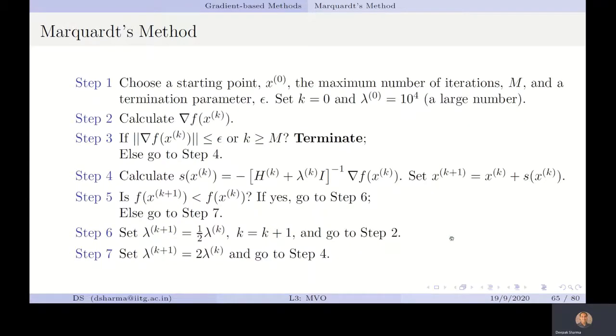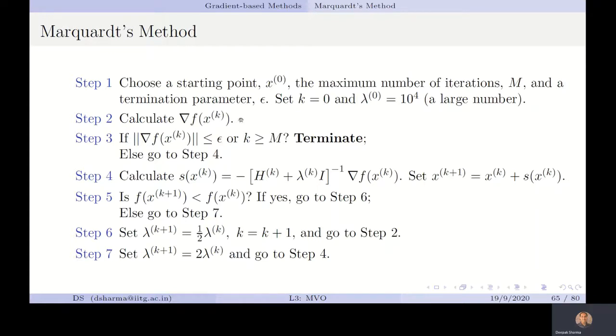Let us see how this method works. Step one is we have to start with the initial guess x0. Then we decide the maximum number of iterations and the parameter epsilon for terminating this algorithm. We set our iteration counter k equal to 0 and a large value of lambda in the 0th iteration. So lambda 0 is 10 to the power 4.